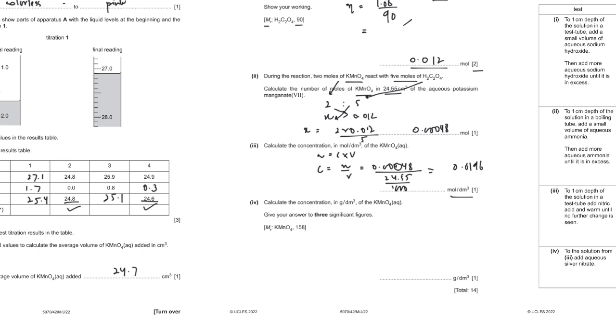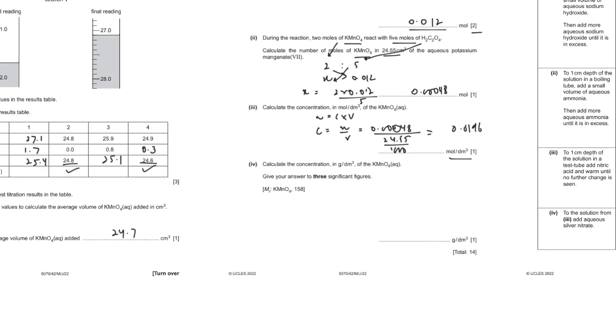So the next part is you need to calculate the concentration of KMnO4 in gram per dm cube. You just calculated the concentration of KMnO4 in mole per dm cube. To convert from mole per dm cube to gram per dm cube, you will have to multiply with the MR. You should already know that to convert gram per dm cube to mole per dm cube, you actually divide by MR.